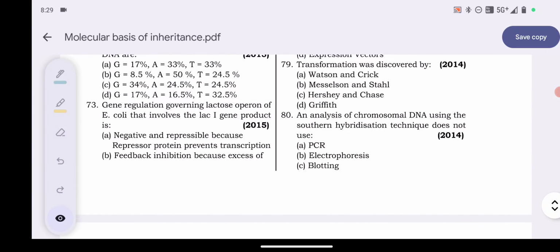73. Gene regulation governing lactose operon of E. coli that involves the lac-I gene produces product. lac-I gene का प्रोडक्ट क्या है, देखो, negative and repressible because repressor protein prevents transcription. I gene product is negative and repressible because repressor protein prevents the transcription. बिल्कुल सही है, ये पहला आंसर ही सही होगा आई थिंक.